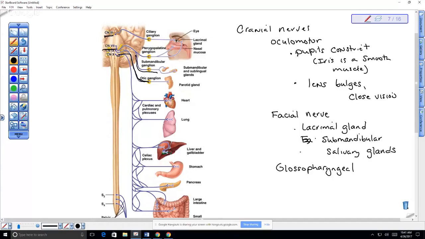Okay, so think about the tongue: glossopharyngeal is the throat. Now this controls swallowing and the movement of the tongue, but that's skeletal muscle. So with the glossopharyngeal, the parasympathetic function would be the parotid glands. We haven't talked about it yet: the parotid gland is another type of salivary gland. It's the largest salivary gland you have, and it's right here in your cheek region.